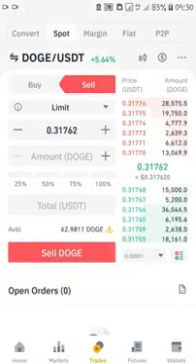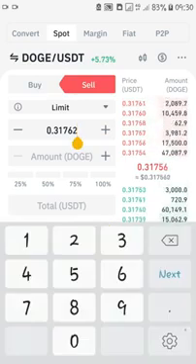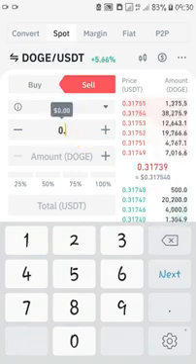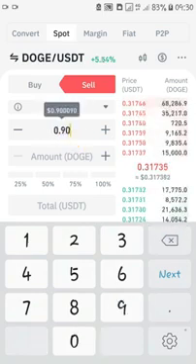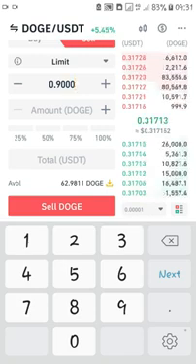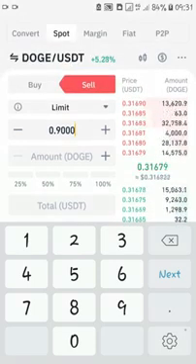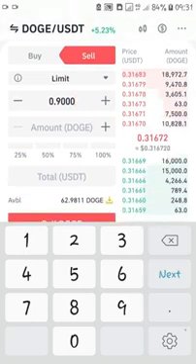So I can now sell that Dutch I have bought. We bought it at 0.31760. I can determine to sell it at a very high price. So I have bought it at a low price now and I want to sell it. So I can see when Dutch comes to 0.9000, I want to sell the Dutch I have. So this is the available Dutch I have, 62.9811 Dutch, which I bought at about $20. Yes, I bought it at $20.